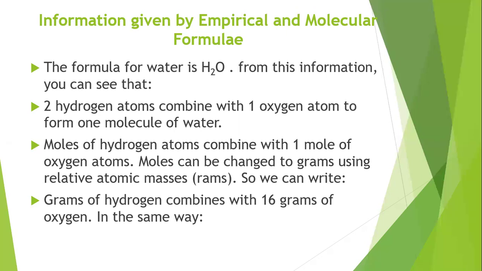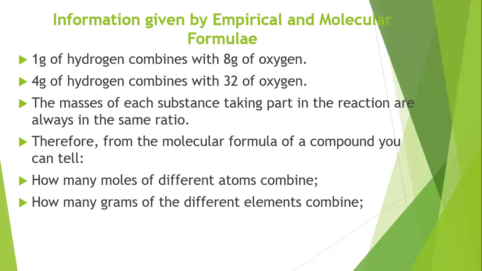Now the moles can be changed into grams using the relative atomic masses. So we can write that 2 grams of hydrogen combine with 16 grams of oxygen. In the same way, 1 gram of hydrogen combines with 8 grams of oxygen, while 4 grams of hydrogen combine with 32 grams of oxygen. The masses of each substance taking part in the reaction are always in the same ratio. Therefore, from the molecular formula of a compound, you can tell simply how many moles of different atoms combine and how many grams of different elements they combine.